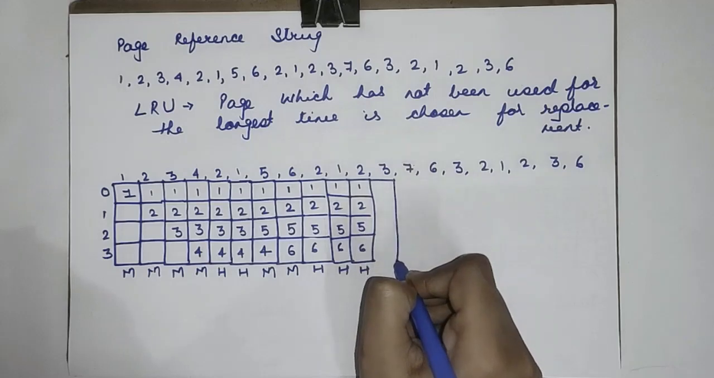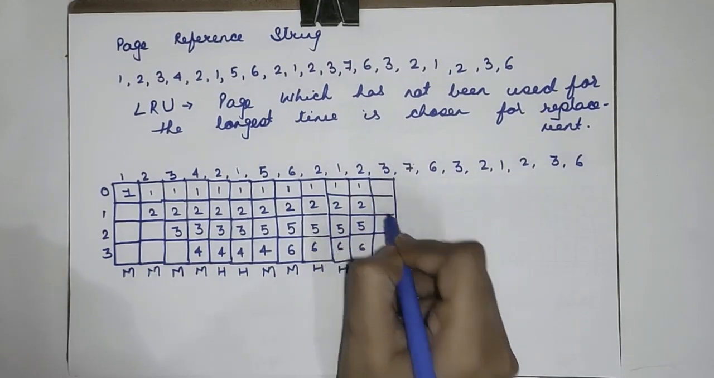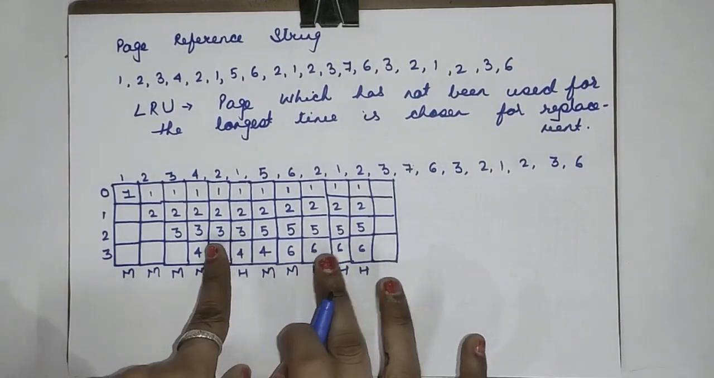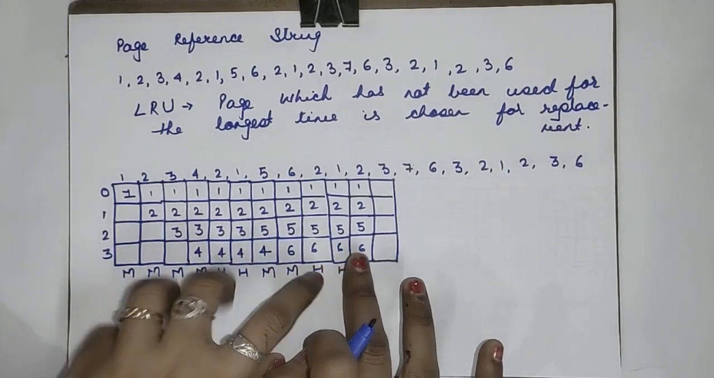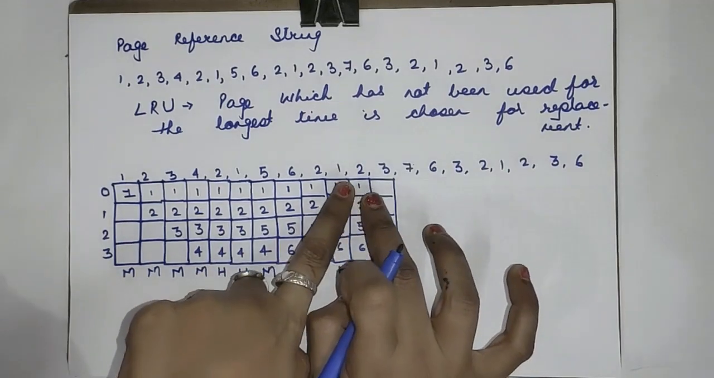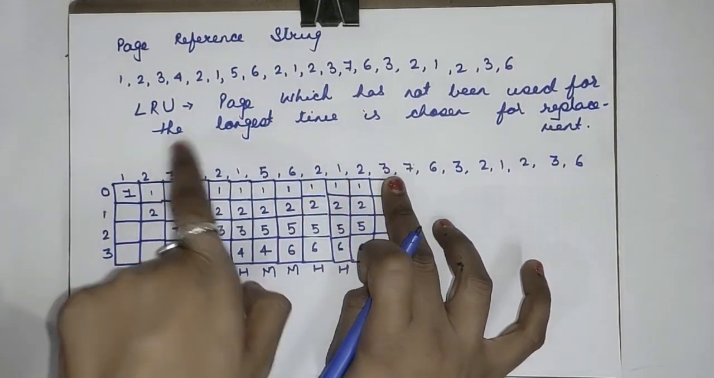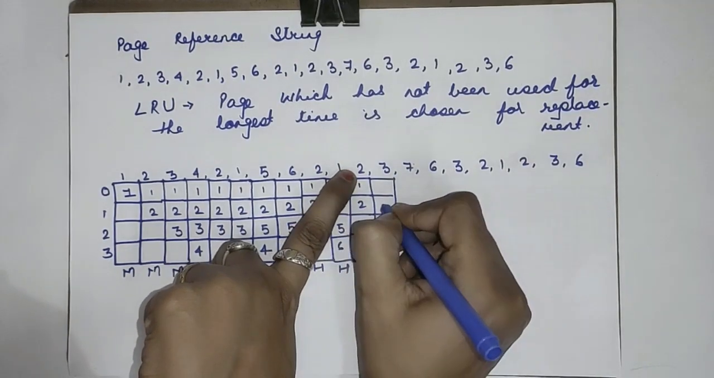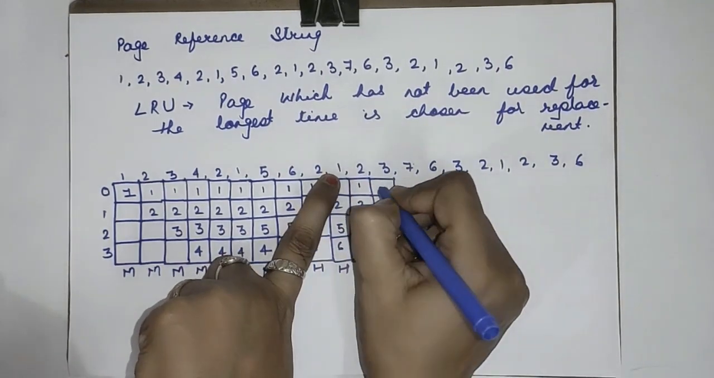Next you require 3. Is 3 present in memory? No, 3 is not present in memory. So what we are going to do? We are going to replace a page which has not been used for the longest time in the past. We'll see what I need to insert: 3. So I'll look in the past. 2 is the most recently used page, so obviously we are not going to replace 2. Second most recently used is your 1.